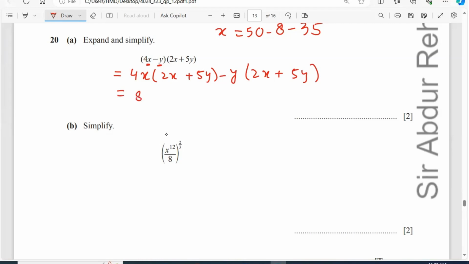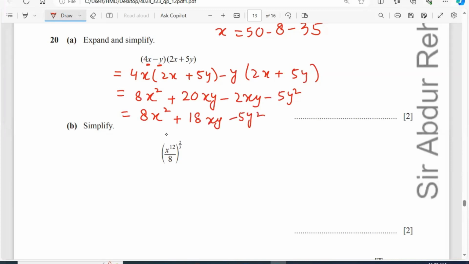For 8x square, plus 5 for the 20xy, minus 2xy, minus times plus is minus 5y square. Now the answer will be 8x square plus 18xy minus 5y square. So 8x square plus 18xy minus 5y square is the answer.